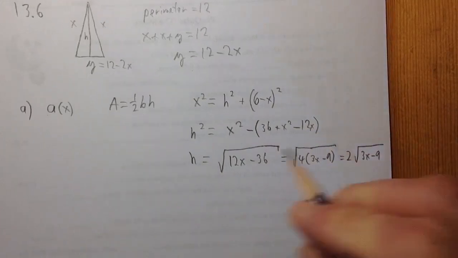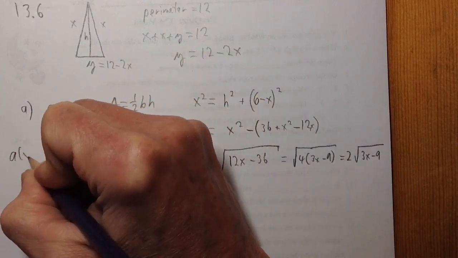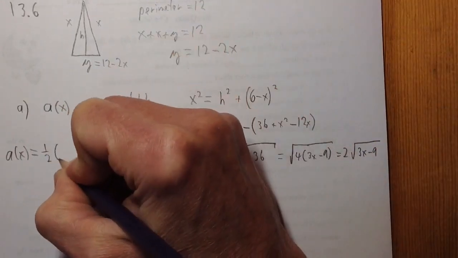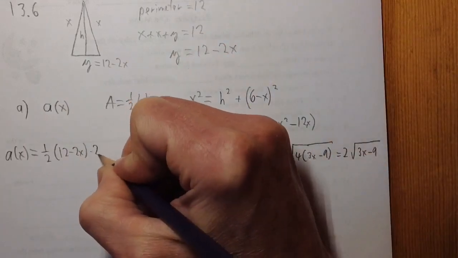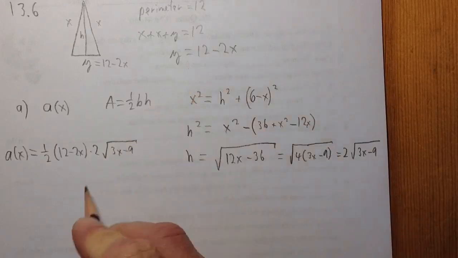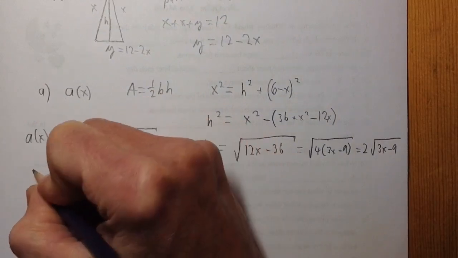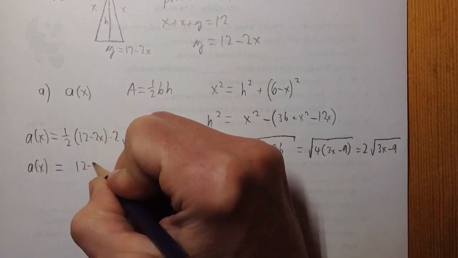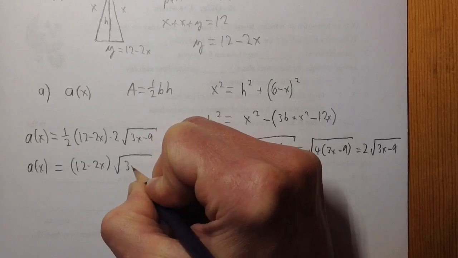Okay, so now we can write what our area is. The area, A, as a function of x, is 1/2 times the base, which is 12 minus 2x, times the height, which we just figured out, which is 2 square roots of 3x minus 9. The 2 and the 1/2 cancel, that's always nice. So finally, our area as a function of x is 12 minus 2x times the square root of 3x minus 9.